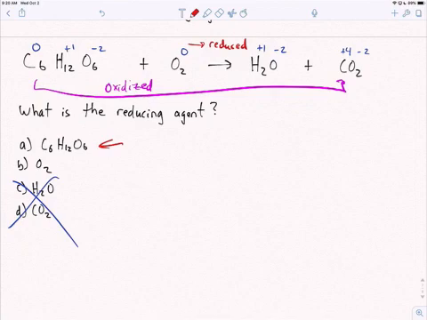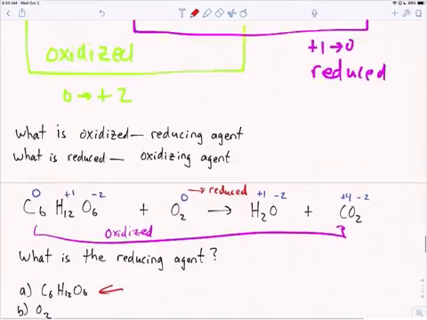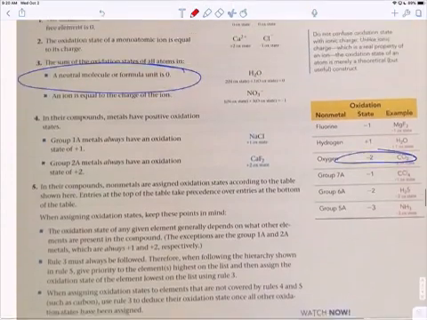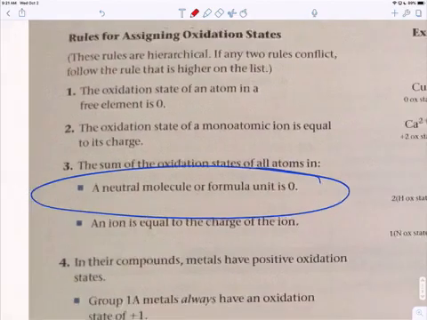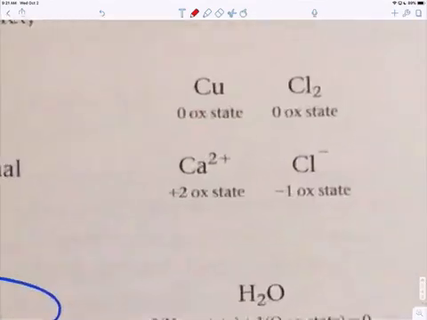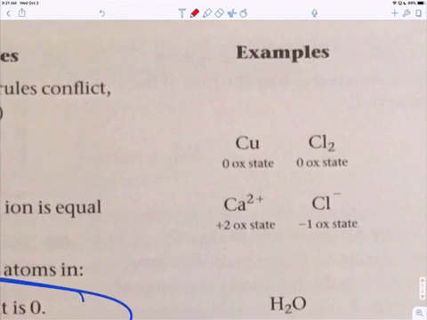So, questions with this? You seem a little lost. Yeah, go ahead. Why, on that side of the equation, does the oxygen have a 0? I'm giving that the oxidation state. It's a free element. O2, that's an element, right? The oxidation state of an atom in a free element is 0. Examples: metal and Cl2, 0.